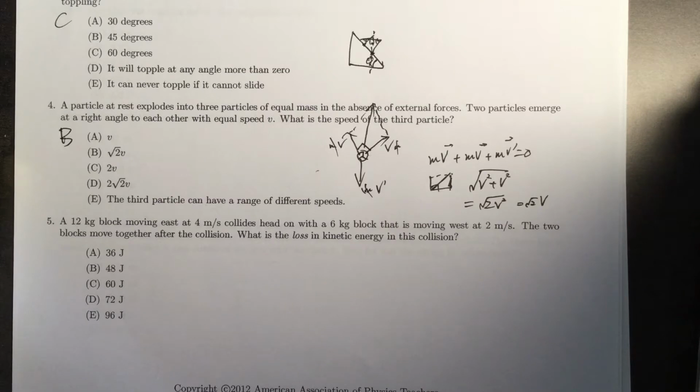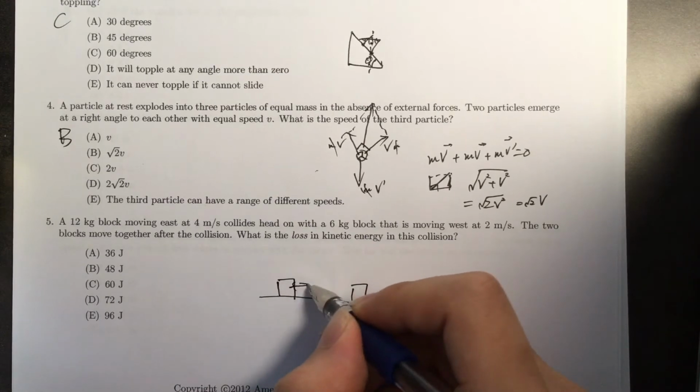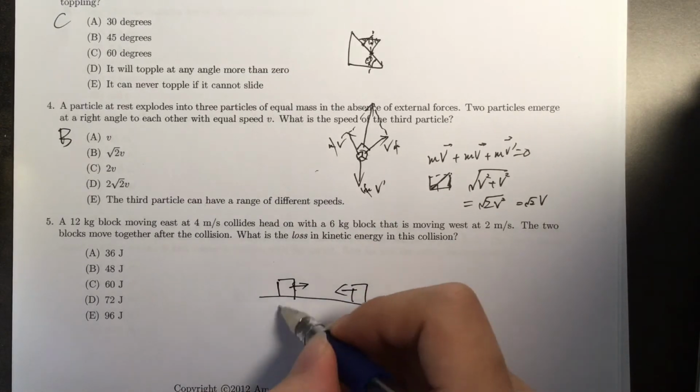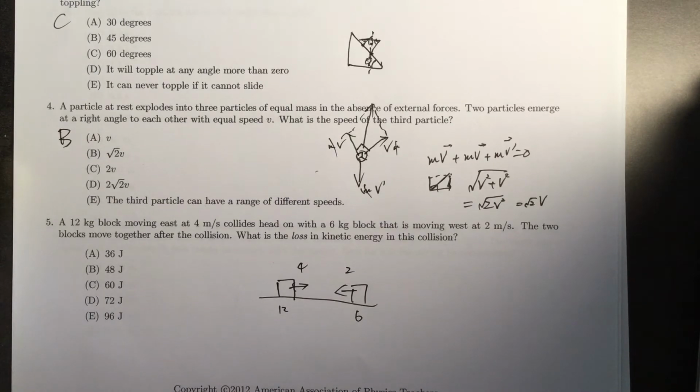Oh, so this is a problem about collision and energy loss. So we have a line and two blocks moving toward each other. One is 12 kg, one is 6 kg. One is moving at 4 meters per second, one at 2 meters per second. Then when they collide, they move together, so they stick together after the collision. So it's a perfectly inelastic collision.